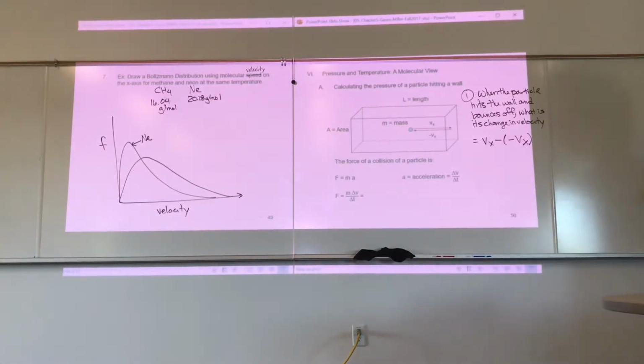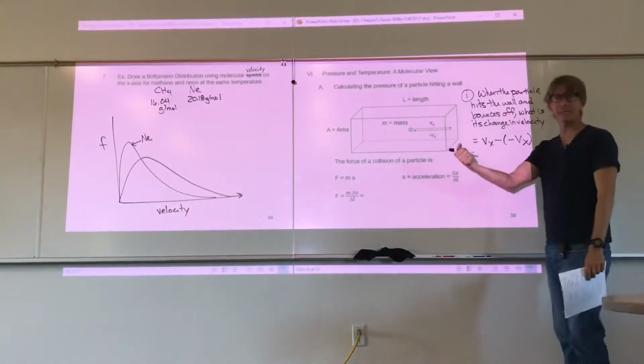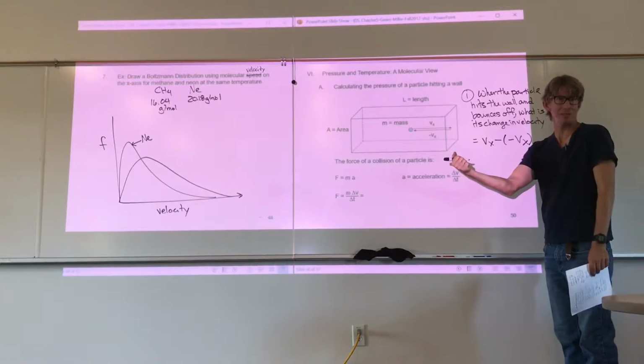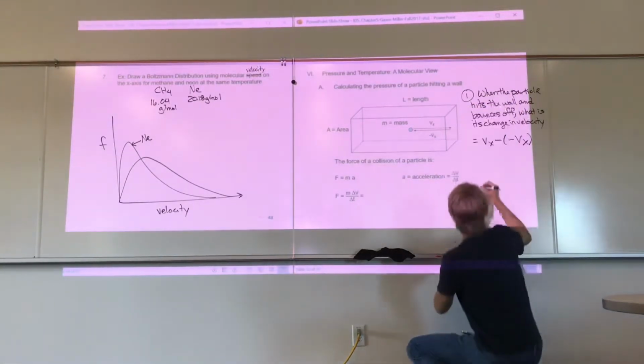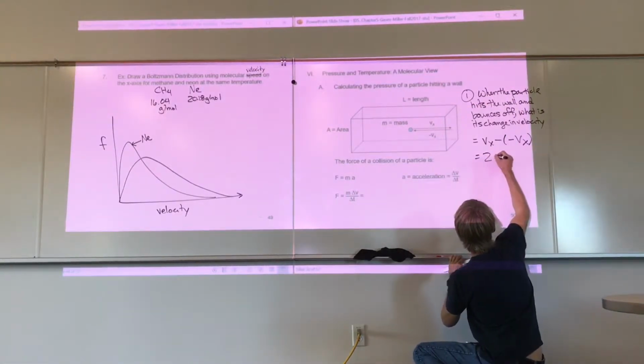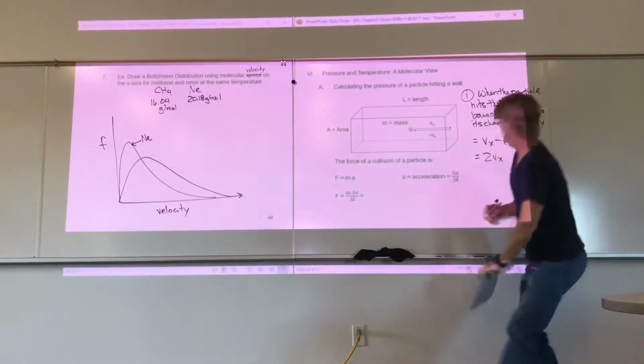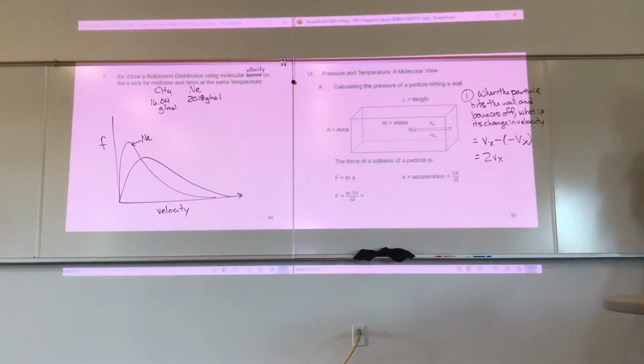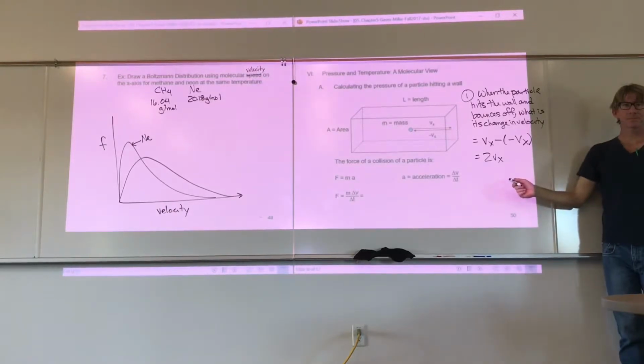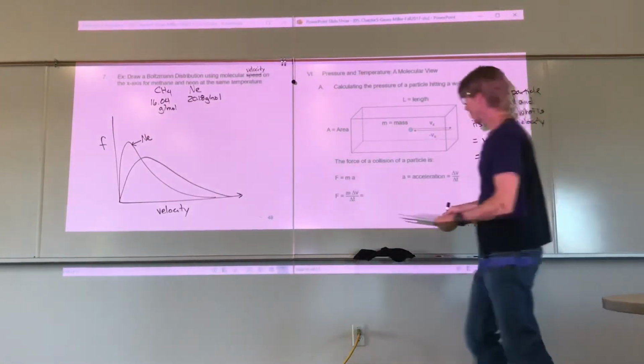My velocity when I'm hitting the wall is still 1 meter per second, but in the opposite direction. That's why it's minus Vx. And the two minuses cancel, and so the change in velocity is 2 times Vx, whatever this velocity in the next direction is. Okay.